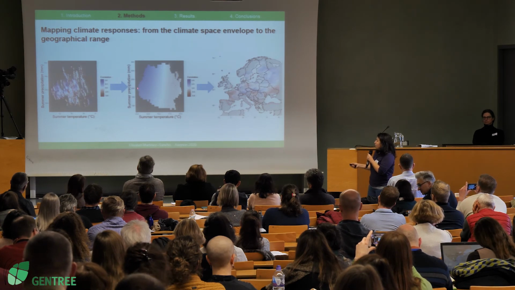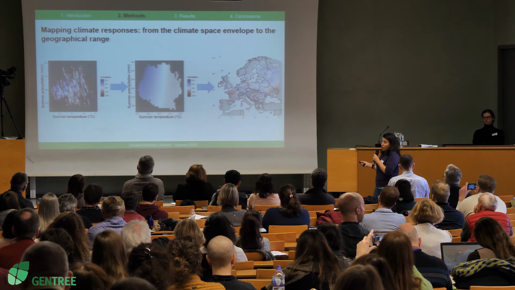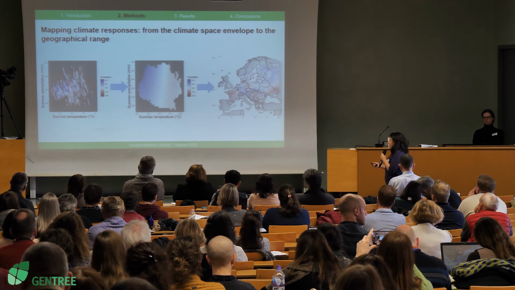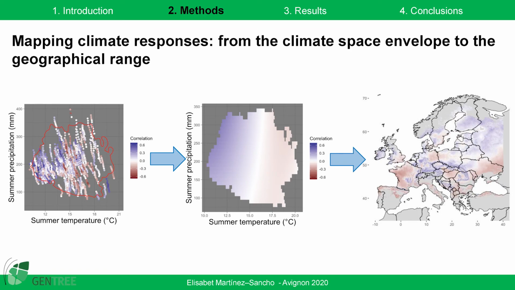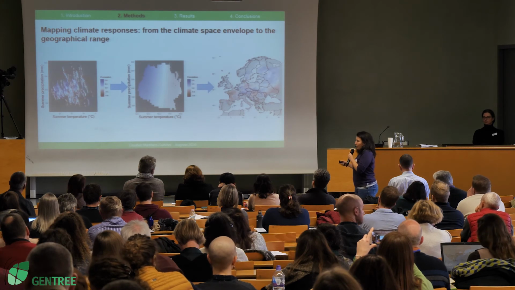So we have the climate space, and we change to geographical space. So it means that, I don't know if you can see the maps, but the red areas of the maps correspond to the red areas of the climate space. And the blue areas of the map correspond to the blue areas of the climate space. I will go later in details.